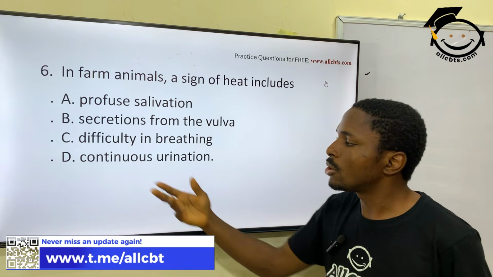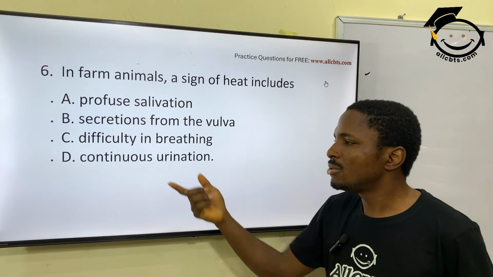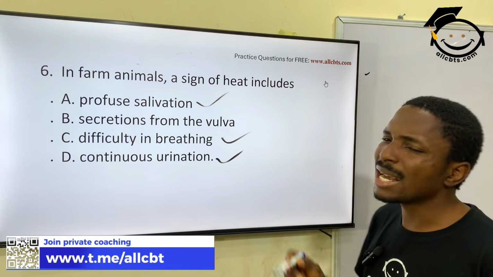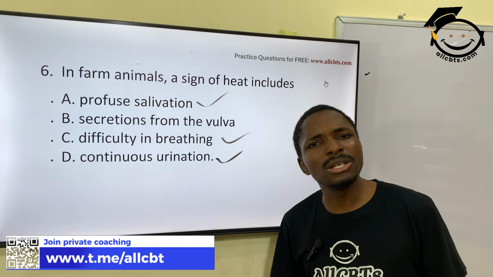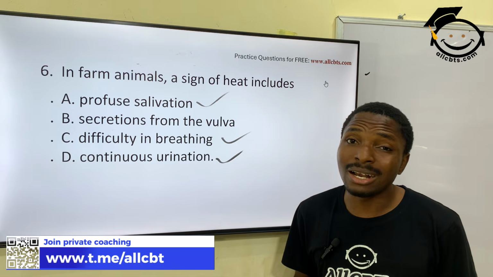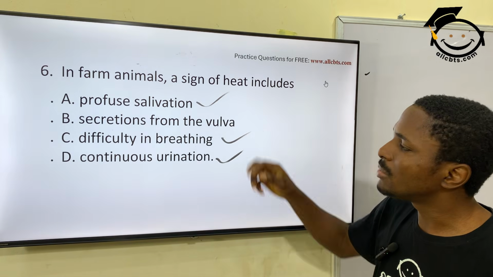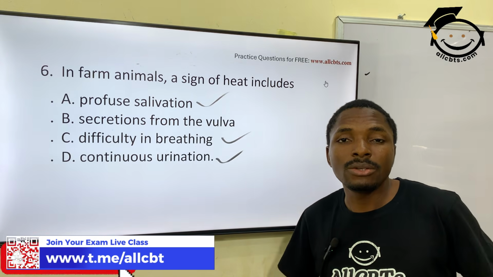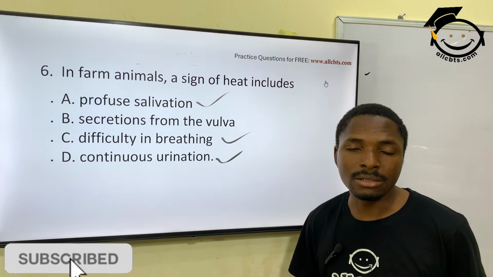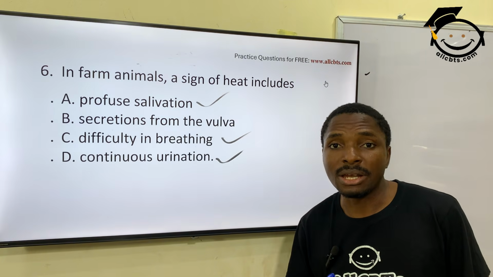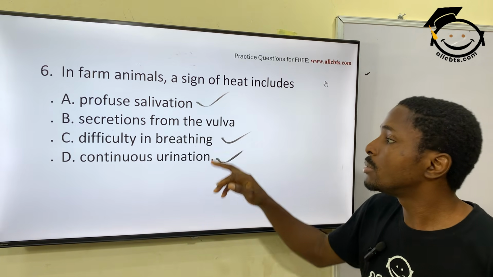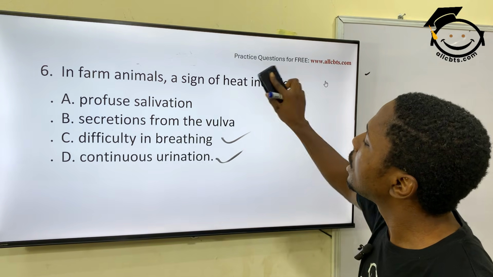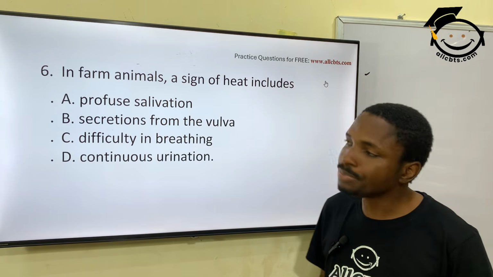Difficulty in breathing, continuous urination. No, all these ones are signs of illness, meaning the animal is not doing well. The animal is sick. This is the only one when the animal is secreting. Even humans secrete when we are in the feeling of sexual interaction. So this is the correct option: secretion from the vulva.